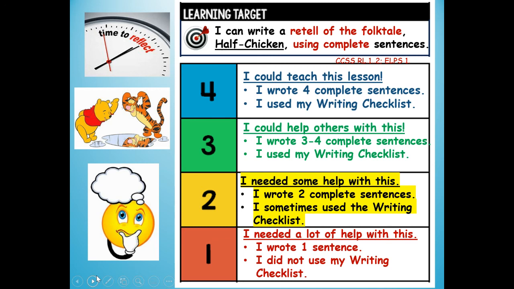So write your reflection. How do you think you did? 4, I could teach this lesson. 3, I could help others with this lesson. 2, I needed some help with this. Or 1, I needed a lot of help with this.